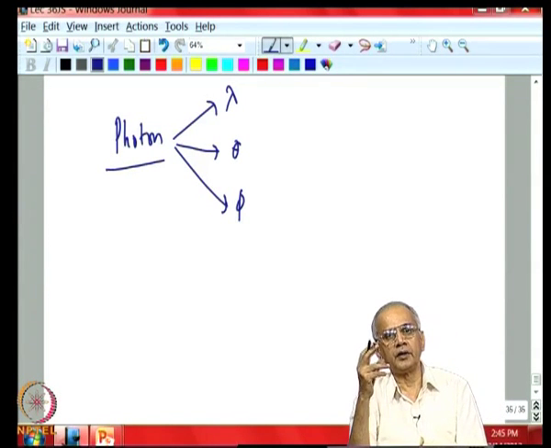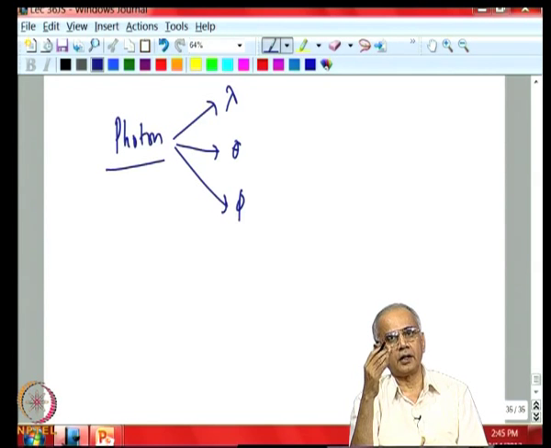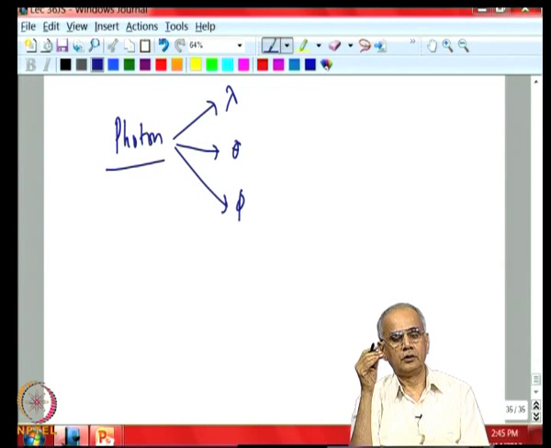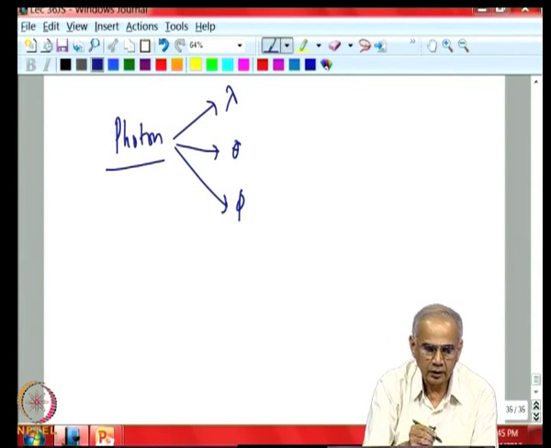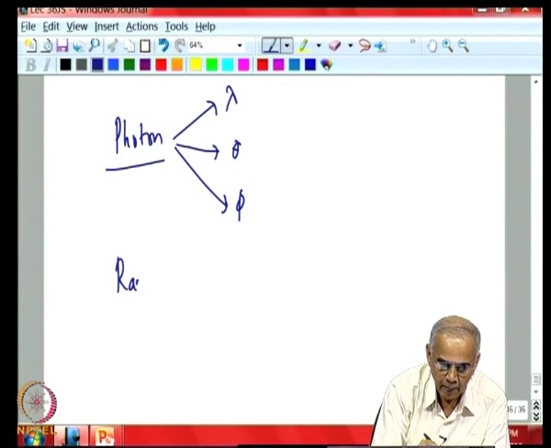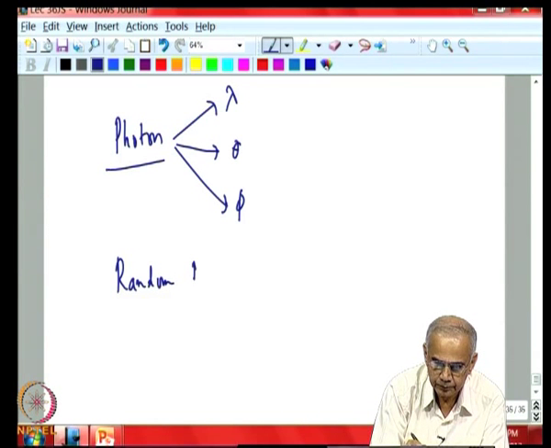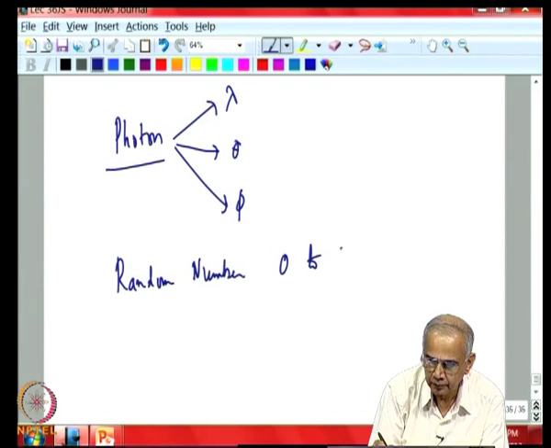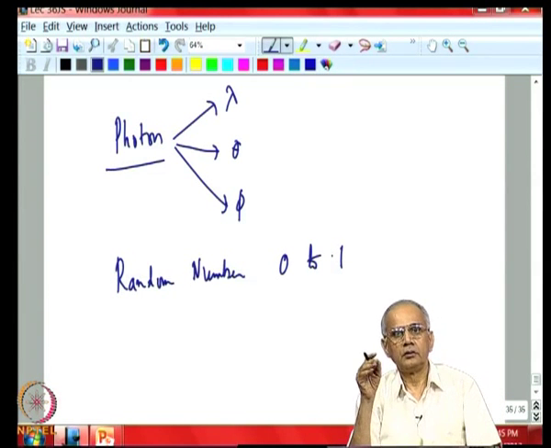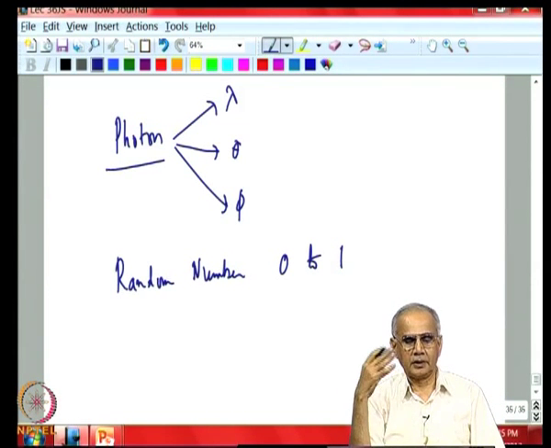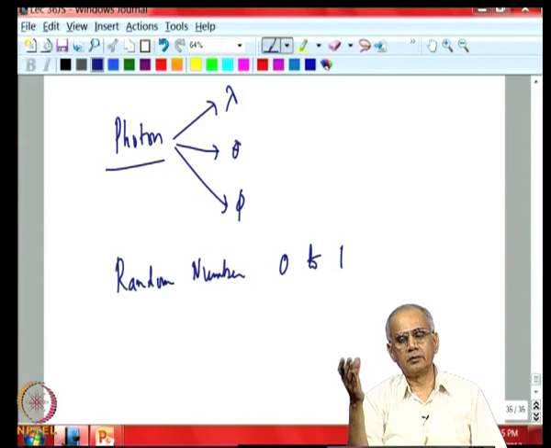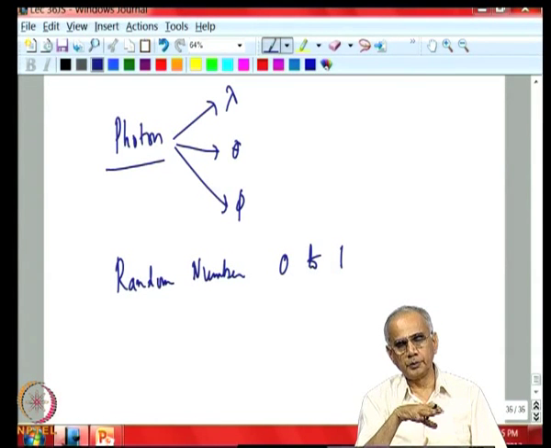So, that photon has become a label. It has a certain wavelength, certain angle, theta and phi. How do you find that? You have a random number generator, designed to get a random number between 0 and 1. These are available. You can scale any general random number generator and normalize it so that it gives only numbers between 0 and 1.